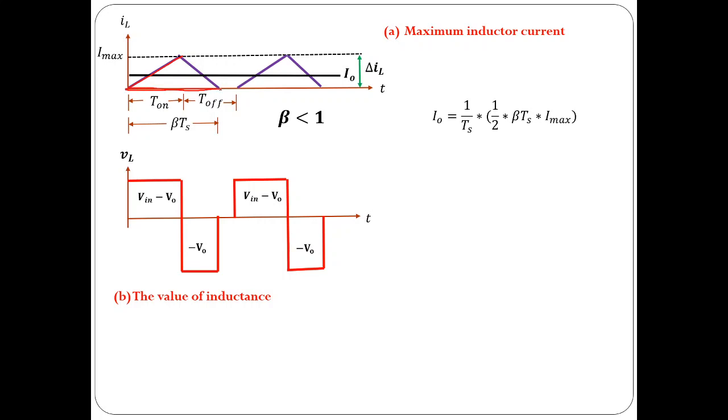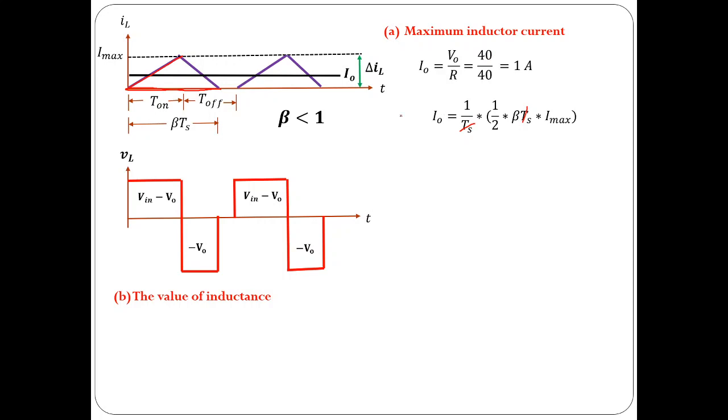Beta is known and Ts is known. Of course, in fact, both are going to be cancelled out. So in fact, I naught is equal to half into beta into Imax. So beta is known to us. Imax is not known. But do you know I naught?